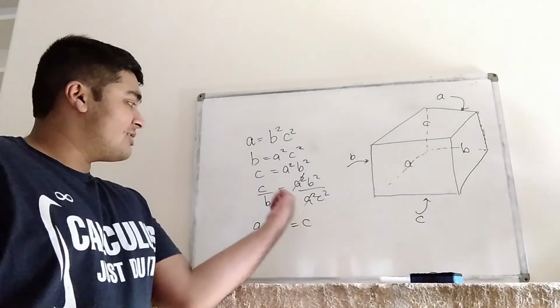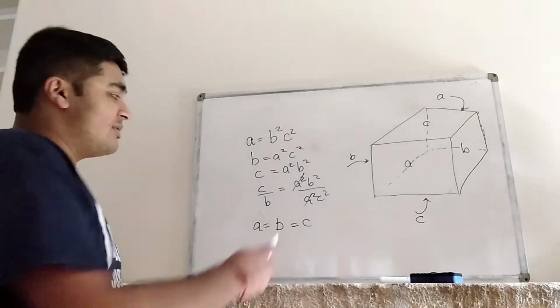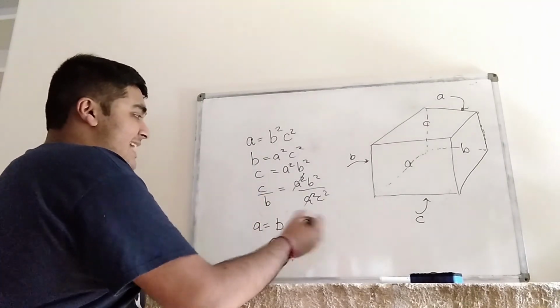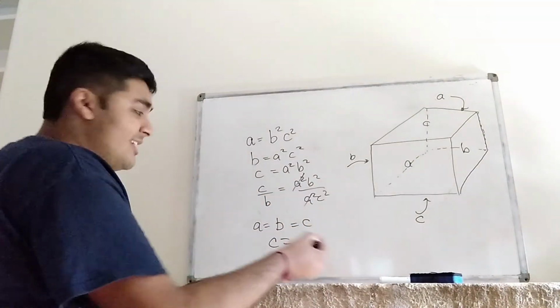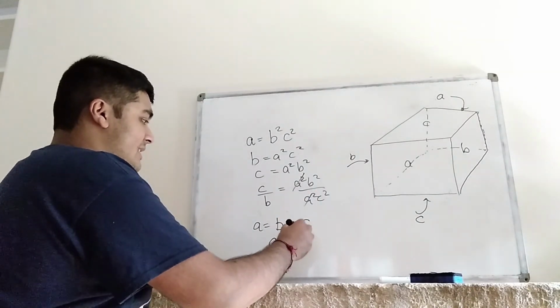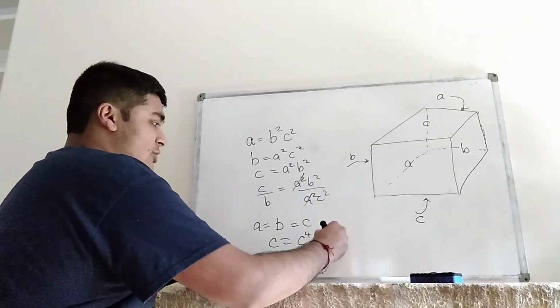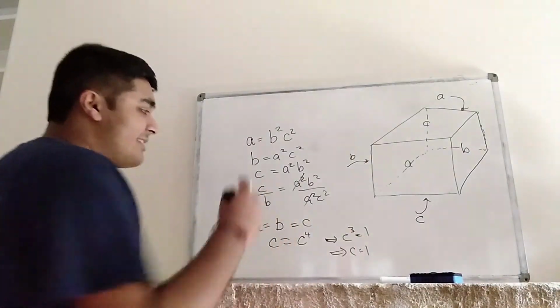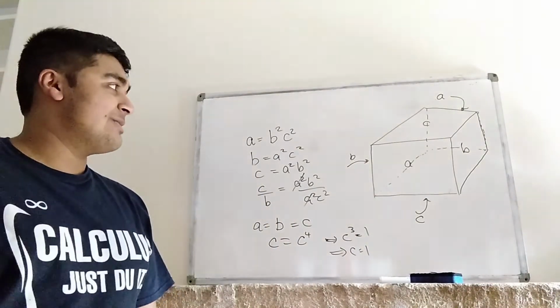And now the last step is to show that they're all equal to 1, and that's not too difficult. Let's just sub this into, say, this equation. So we get C is equal to A squared times B squared, but A and B are both C. So that's C squared times C squared, which is C to the 4. So that means that C cubed is equal to 1. And that, of course, means that C equals 1, and thus A equals B equals C equals 1.